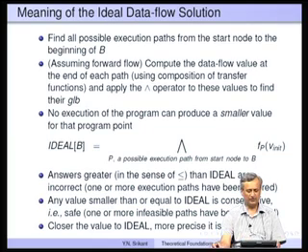To find the ideal solution is very simple. Find all the possible execution paths from the start node to the beginning of the basic block B. So, you are really now looking at the execution paths. Some conditions may be true, some may be false during execution, so we are looking at the path really during execution. Assuming forward flow, compute the data flow values at the end of each path using composition of transfer functions, and apply the meet operator to these values to find their greatest lower bound, GLB.